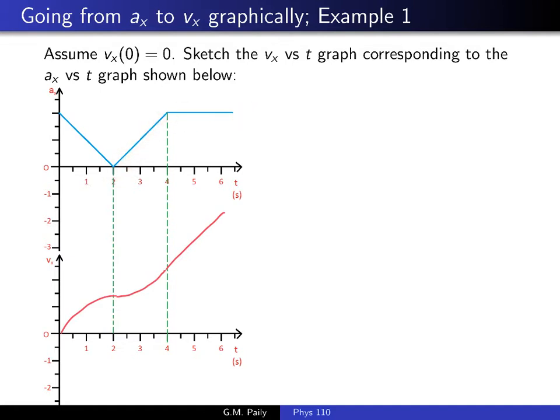Looking overall at this part, we see that the acceleration increases to a particular value and then stays constant. And similarly, the slope increases to a particular value and then stays constant. Since the acceleration is changing linearly over here, the velocity is changing quadratically. Since the acceleration is constant over here, the velocity is linear over here.